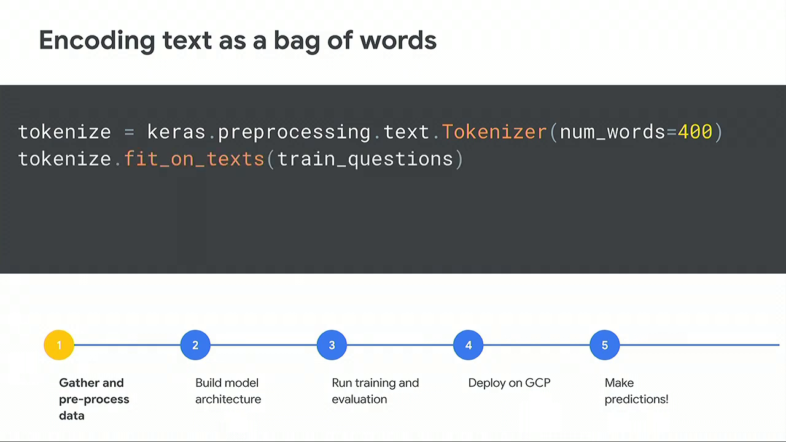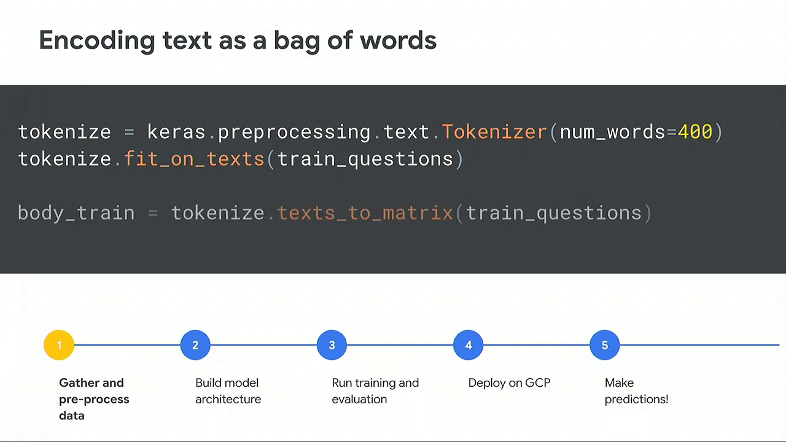So then we train the tokenizer on our text data by calling fit_on_text, passing in our train question strings, and then we convert our text questions to bag of words matrices using the text_to_matrix function.